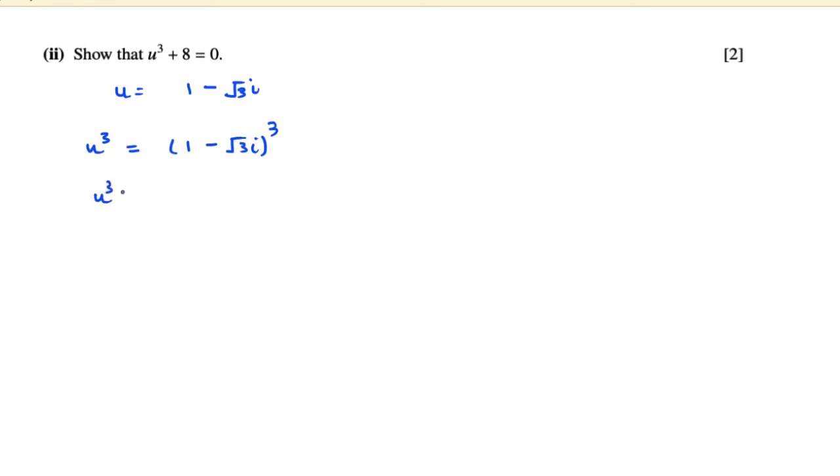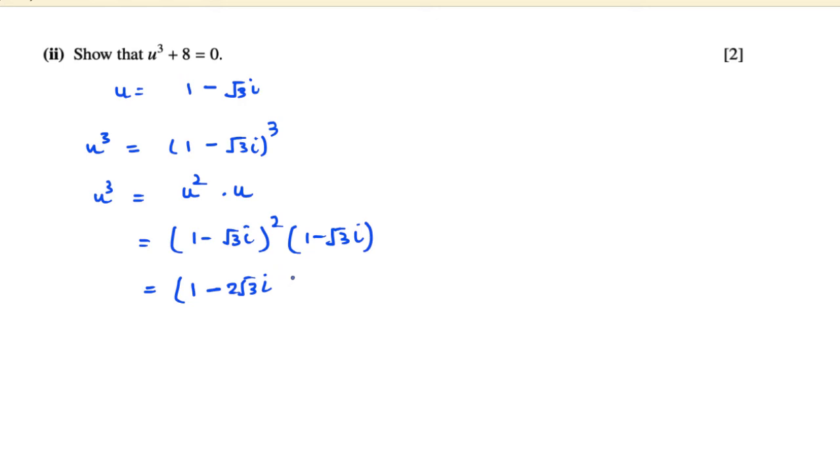I can write u cube equals u square into u, and I can write (1 minus root 3i) square into (1 minus root 3i). Over here we can use the simple algebraic formula, (a minus b) whole square, which is a square minus 2ab plus b square, so which is 3i square, multiplied by 1 minus root 3i.